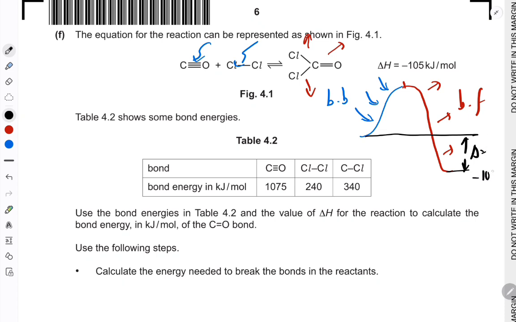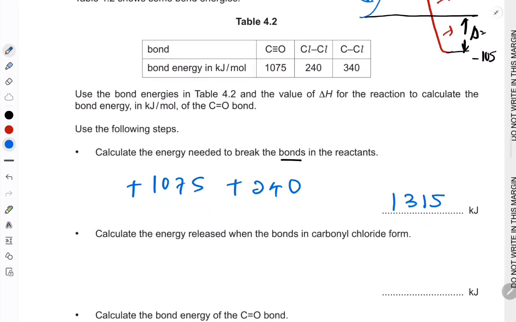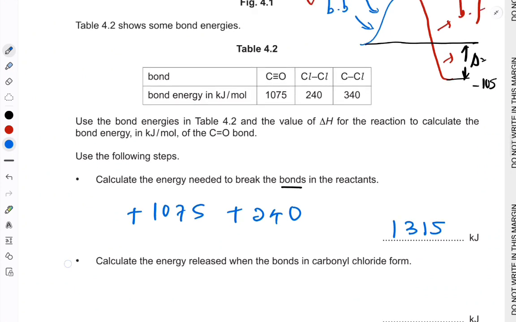And this value is negative 105. Now I'm not going to mess around with the kilojoule per mole, just calculate the energy needed to break bonds. So we are looking at energy which is going into the system, so it'll be positive: 1075 plus another 240. That should give me 1315 kilojoules, anyway, not per mole. Anyway, calculate the energy released.